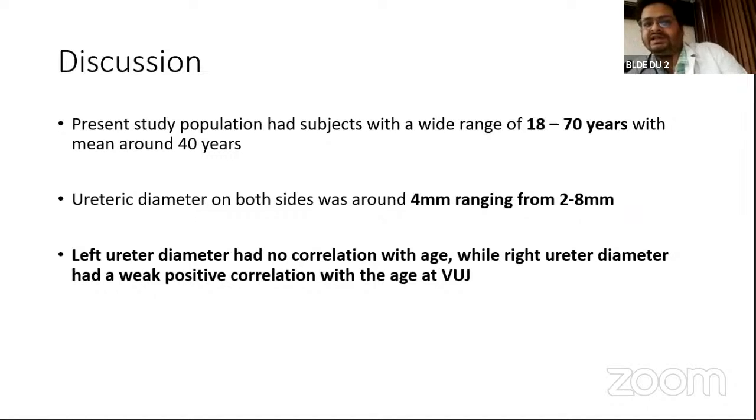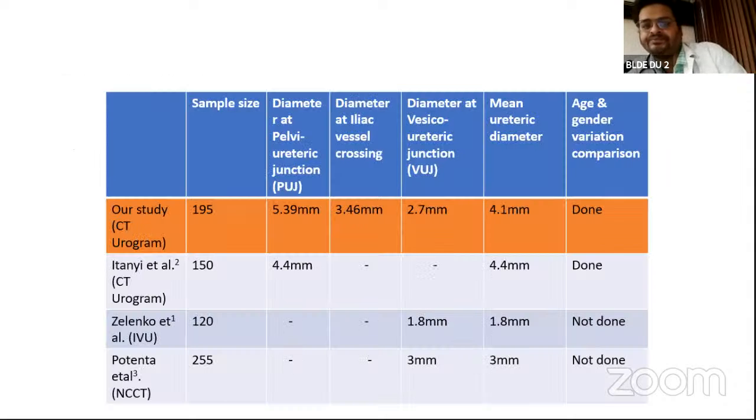Now coming to the discussion, the present study population has subjects ranging from 18 to 70 years with a mean age of around 40 years. The ureteric diameter on both sides was around 4 mm, that is the mean value, ranging from 2 to 8 mm. And the left ureter diameter had no correlation with age, while right ureter diameter had weak positive correlation at the level of vesicoureteric junction.